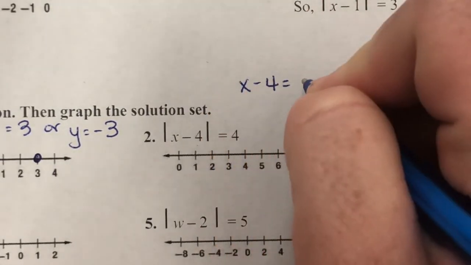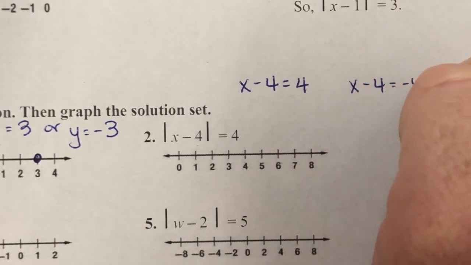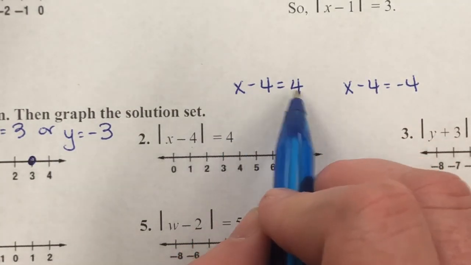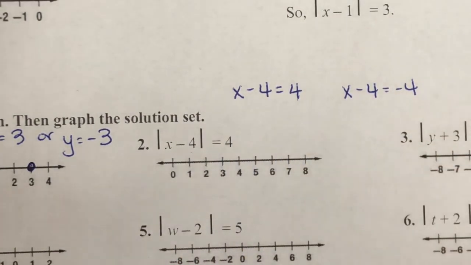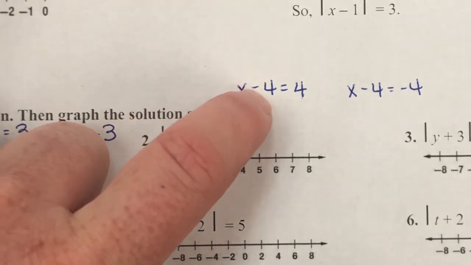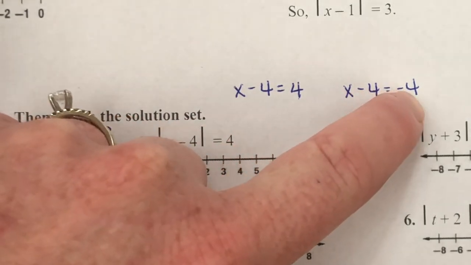X minus 4 is either going to be equal to 4 or to negative 4. So we have to solve both of those possibilities. If it's equal to positive 4, to solve, you take it out of absolute value and set it equal to the answer. Take it out of absolute value and set it equal to the negative answer.